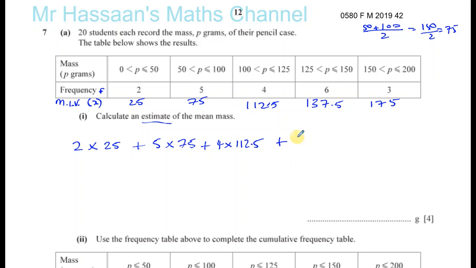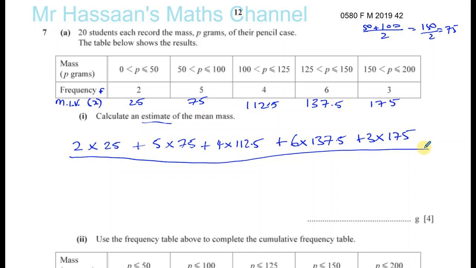And then there were another 6 whose mass was 137.5, and another 3 whose mass was 175. All of that you're going to divide by the total number of pencil cases. There are 20 students who found the mass of their pencil cases, so that's 20.